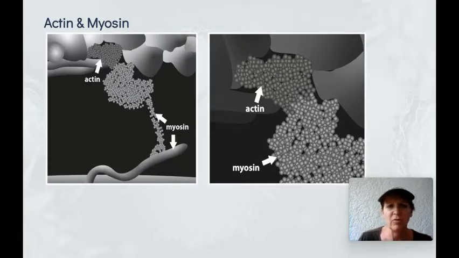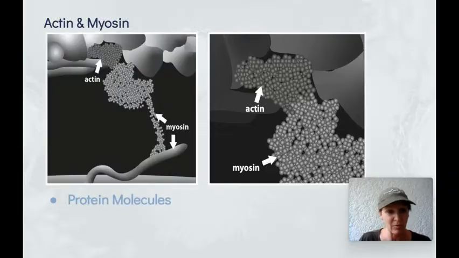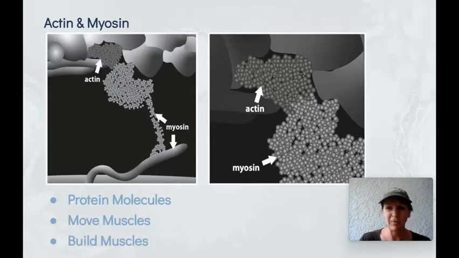So just to review, we have already looked at two other proteins that have a lot to do with muscles as well, the actin and the myosin. Remember, these are protein molecules, and they help us move our muscles, and they also help build our muscles. When the actin and myosin touch, they pull together, and our muscles contract. And when those proteins release from each other, our muscle cells relax.